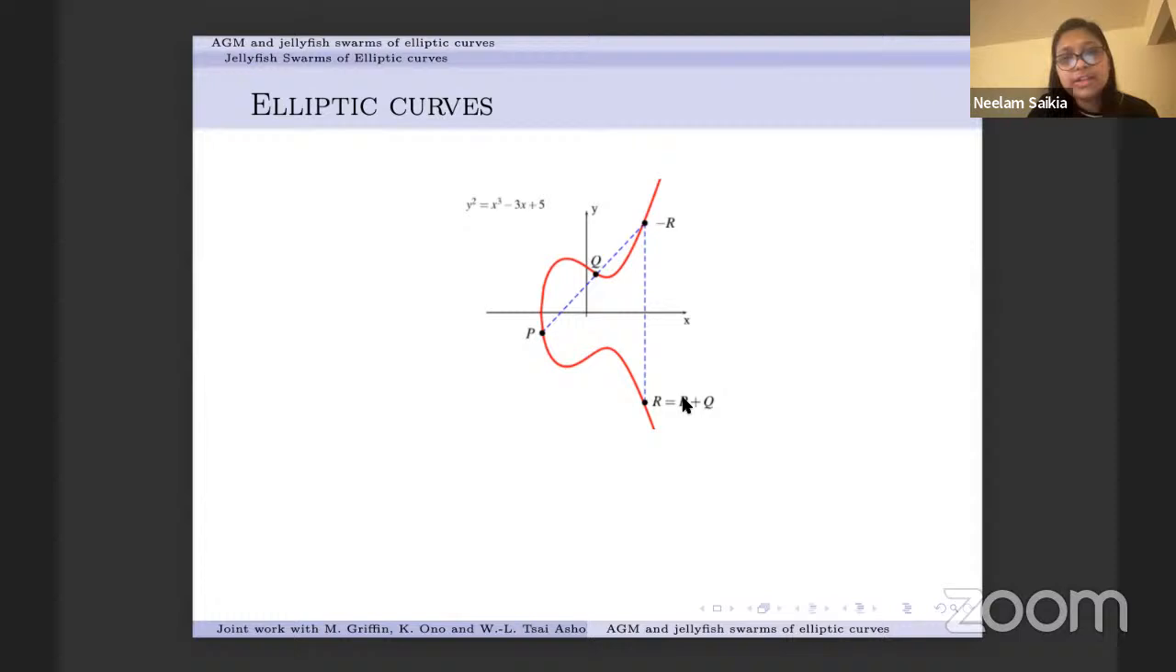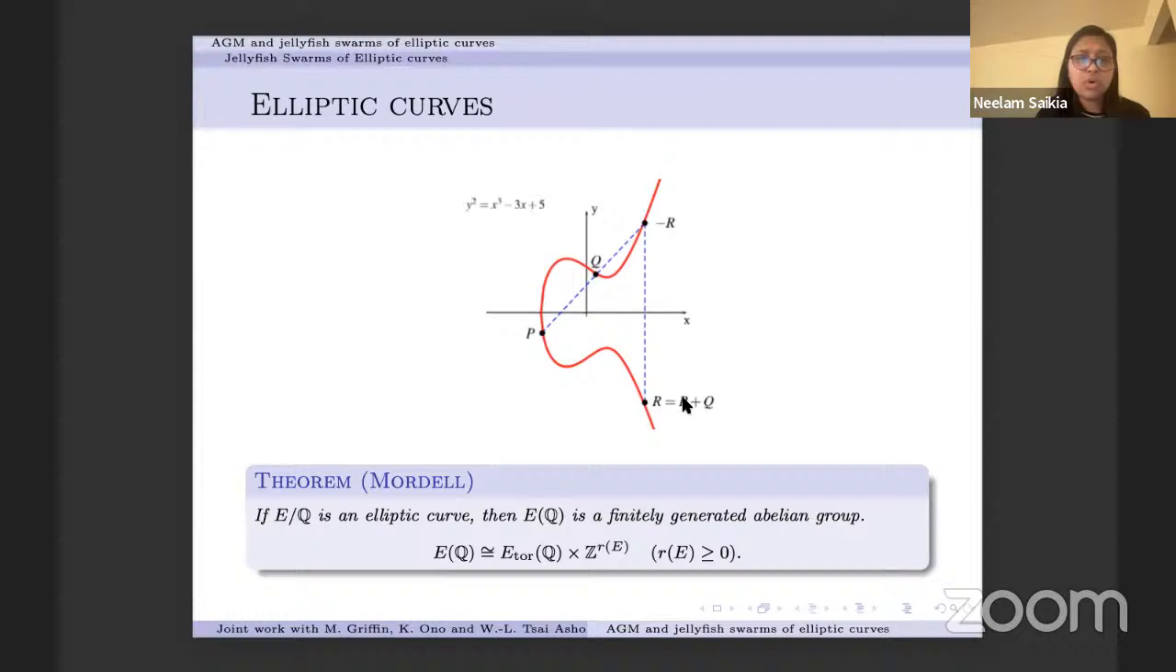There are some important beautiful theorems by Mordell, which say that if we restrict the coordinates to rational numbers, then the group of rational points on this elliptic curve is a finitely generated abelian group, which is isomorphic to this group, where this part contains the finite elements, and this part contains R copies of Z. And this R, as we all know, is called the rank of an elliptic curve. And I think we all know that the study of the rank of an elliptic curve is quite a hot topic nowadays. So these are some basic facts about elliptic curves.